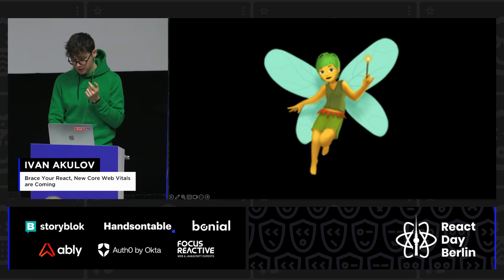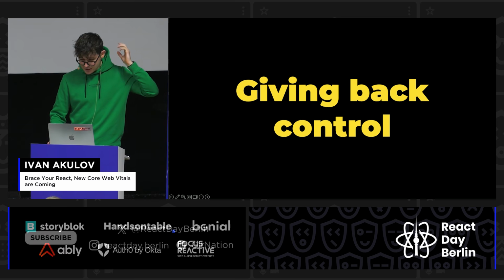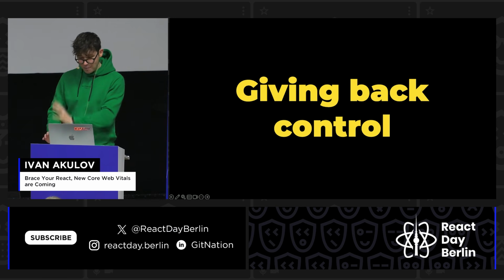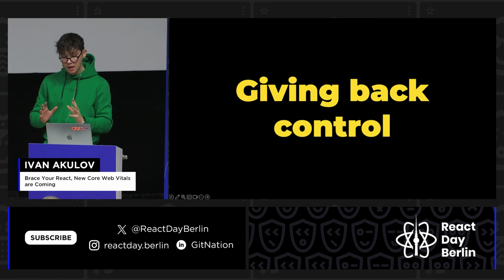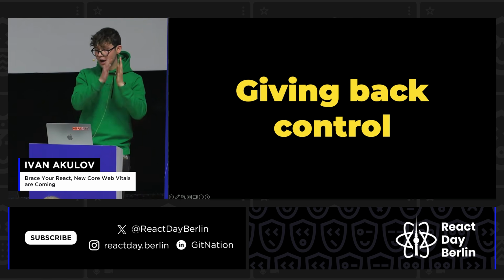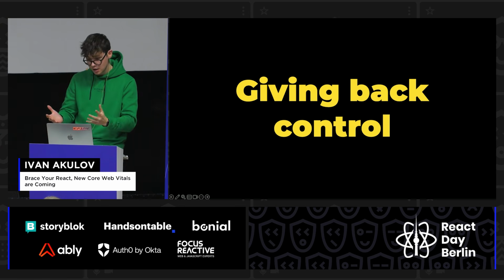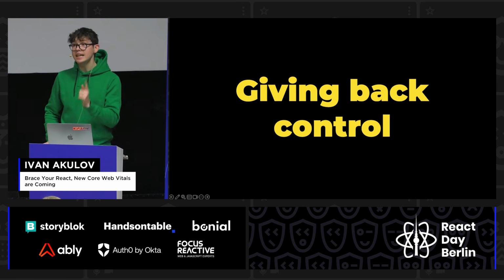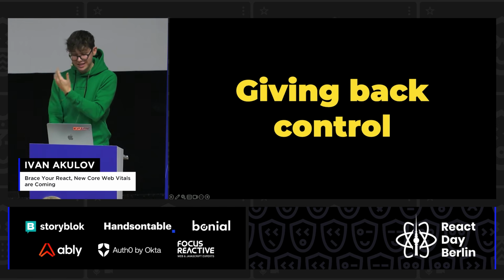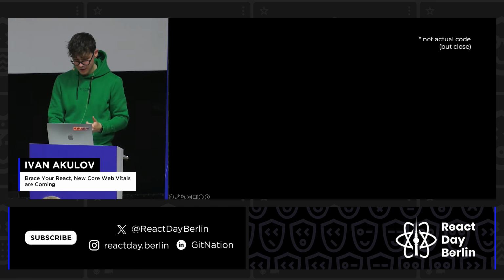So the way this works is, sorry, wrong slide. The way this works is giving back control. React starts rendering the app and then gives the control back to the browser after every frame. It does not use requestAnimationFrame. It does not use requestIdleCallback. It uses a slightly different mechanism, and let's see exactly which one.